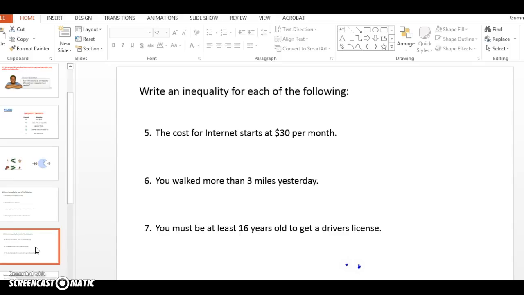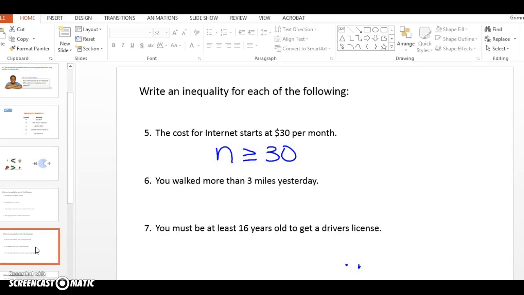My goodness. All right. So number 5, the cost for internet starts at $30 per month. What would that look like? So 30 or more. N is greater than or equal to. Would it be equal to or just the greater than? Equal to, because it starts at 30, so that's probably their lowest bottom package.